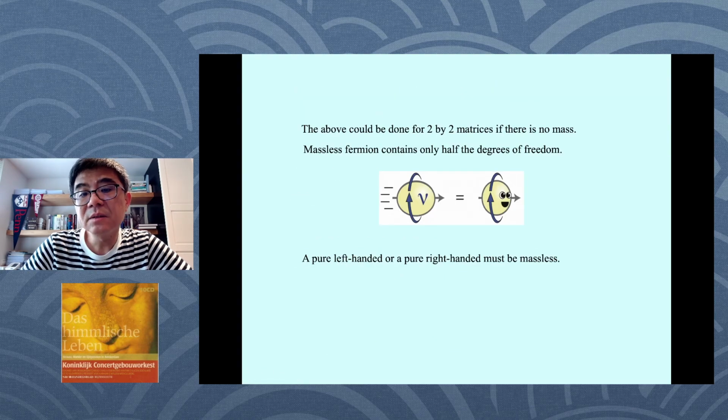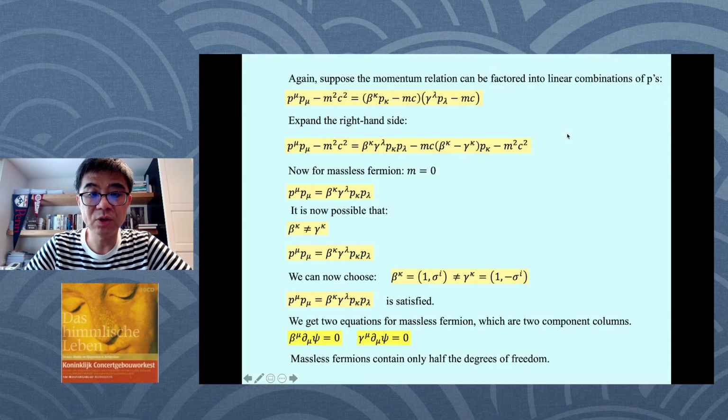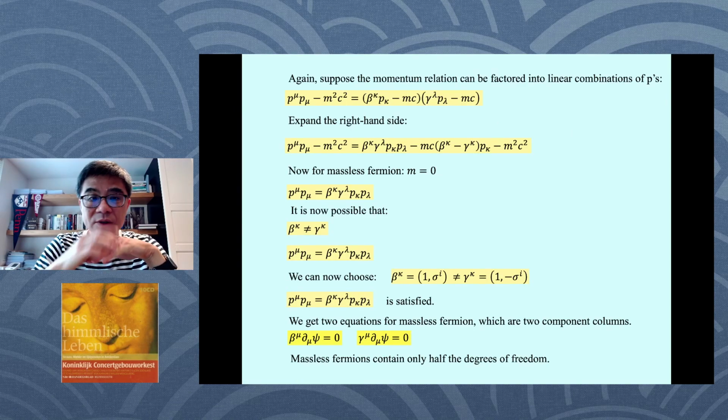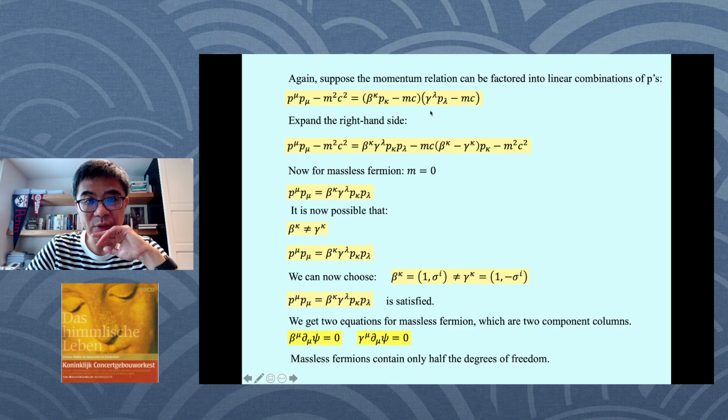If I ask that the fermion has no mass, then for the massless fermion we could write it with 2 by 2 matrices. Let me show you how to do that. Again, let me start with this relation by factorizing p mu squared minus m squared, the energy momentum relation, into 2 factors, just as we did before. However, now I expand the right hand side. It's this. That's what we already did.